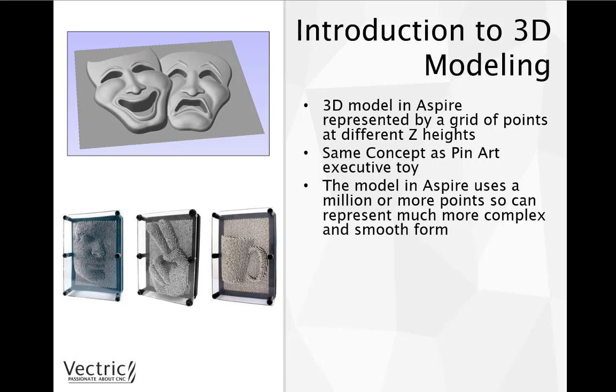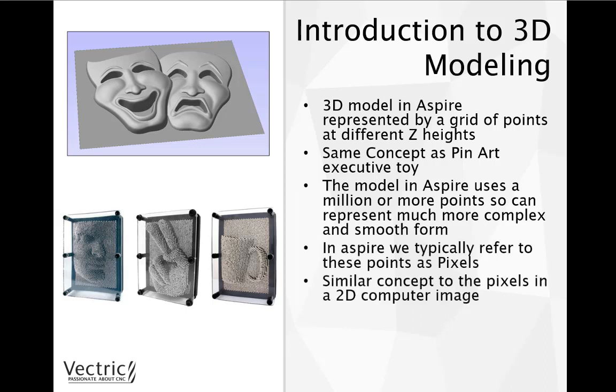We don't actually see each individual location. In the software, we refer to these points as pixels, and this really is the same terminology that you may have heard used when people describe the points or dots that make up a 2D computer image. This really is the same concept. The more dots you have, the better quality image you have. So in the software, the more pixels you have, the better quality model that you will have.